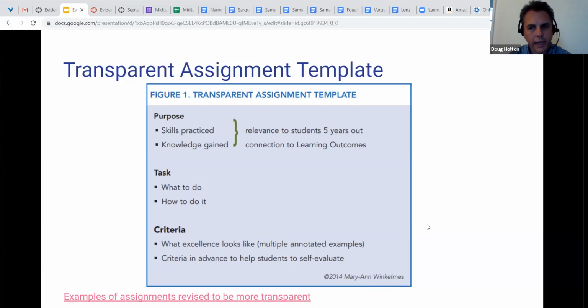Have any of you had experience with transparent assignments before? Because I know it's been widely spread, but maybe not as widely as it should be. Well, just let me know.